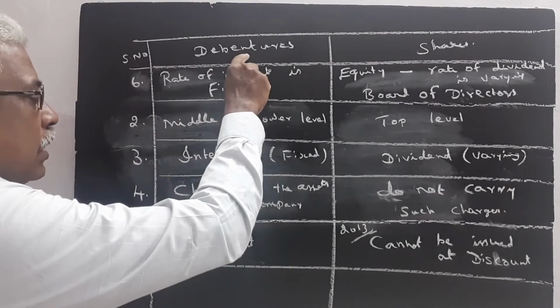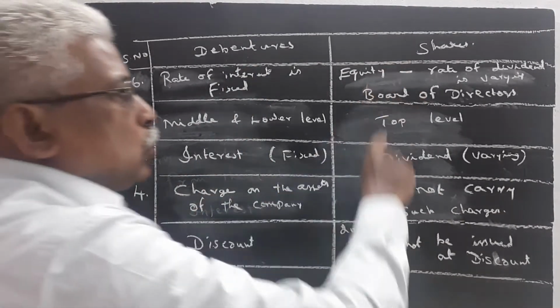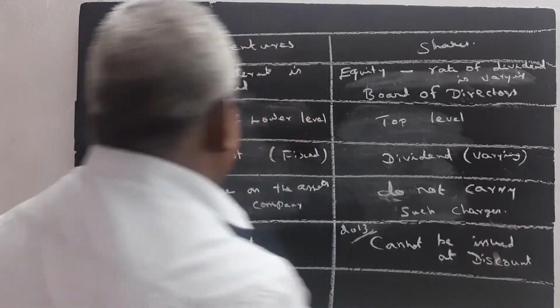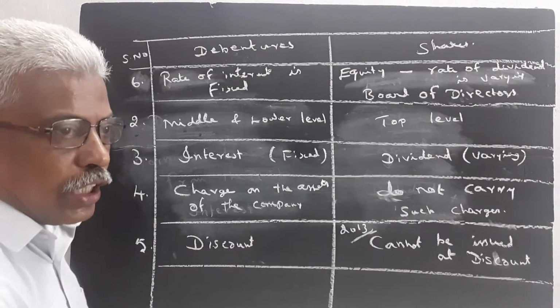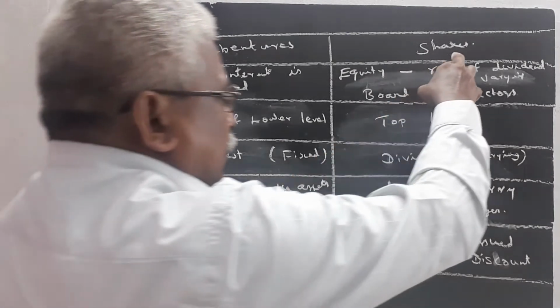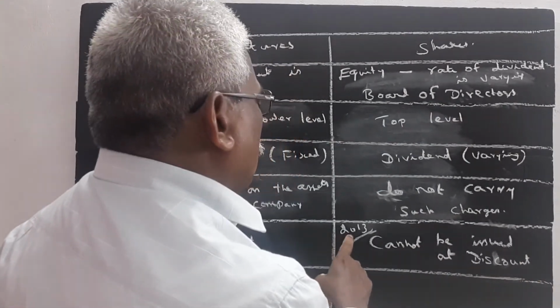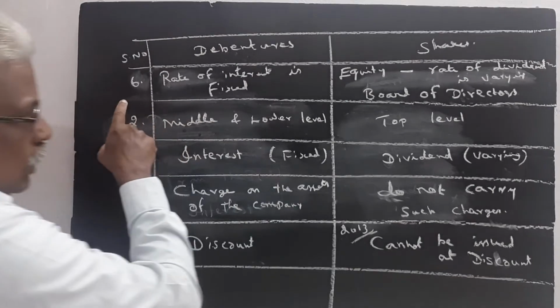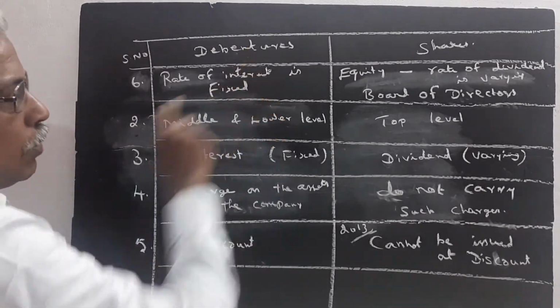Then debentures are normally charged on the assets of the company. Shares do not carry such charges. The debentures can be issued at discount also. There is no restriction for issuing debentures at discount. But the share cannot be issued at discount according to Companies Act 2013. Then point number 6, the rate of interest is fixed in the case of debenture.